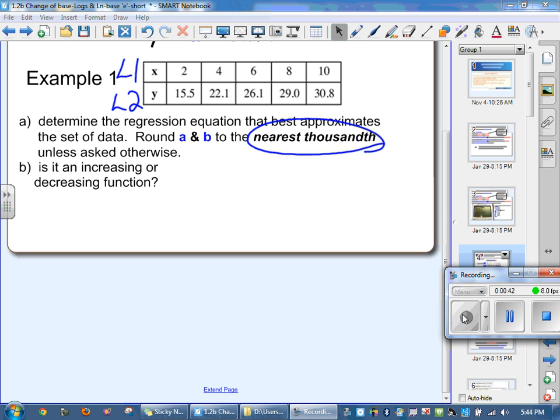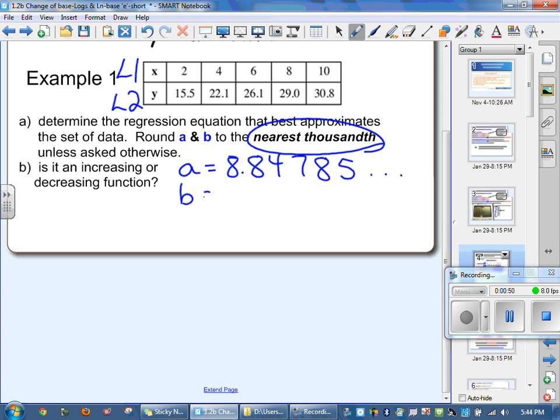Okay, so what you should have got is A is equal to 8.84785 and so on. B, you're going to get 9.6036 and so on. So if we want thousandths, that means we want to round to 3 decimal places. So we look at that next number and see what it does. In both situations, it's going to make us round up.